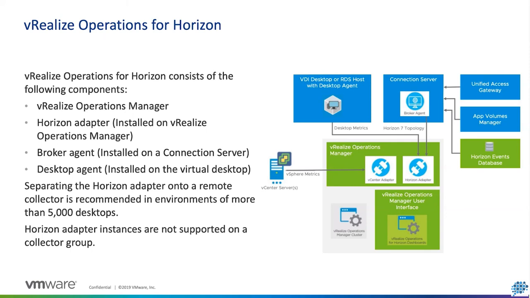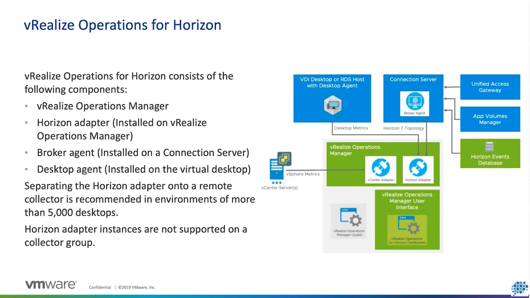What else? We need to define where we install the Horizon adapter. Will it be installed on the Operations Manager itself, or do we use a so-called remote collector node where we install the Horizon adapter and send our Horizon adapter information from our desktops, from our connection server? This is something we need to specify. We need to apply then in our physical environment. Where do we install the broker agent?